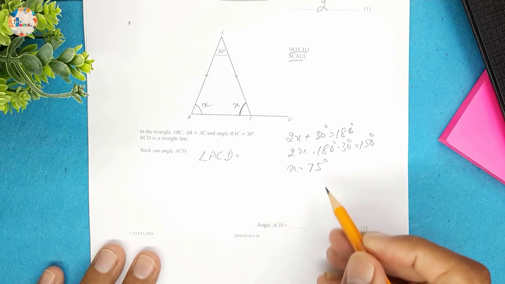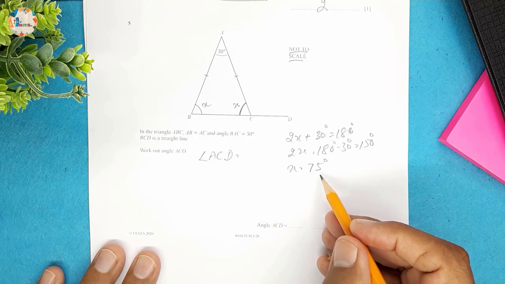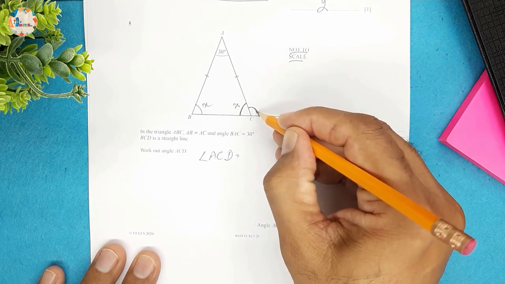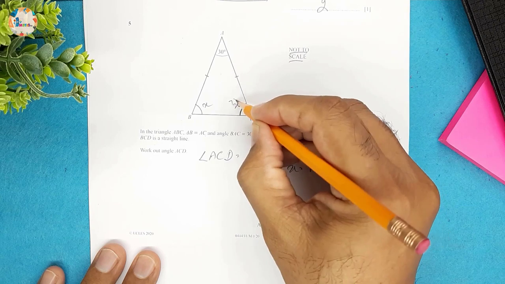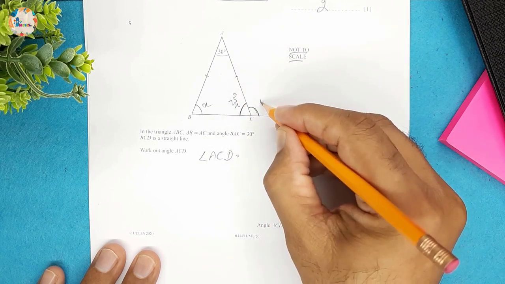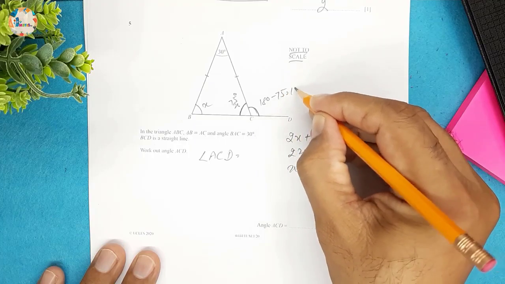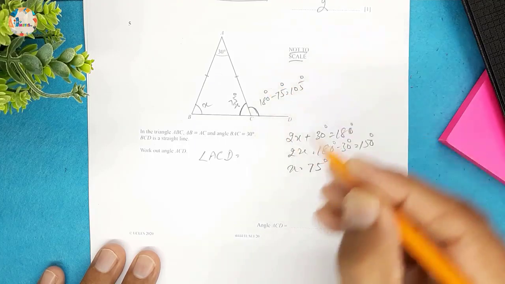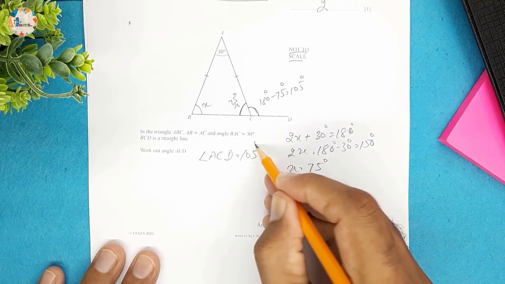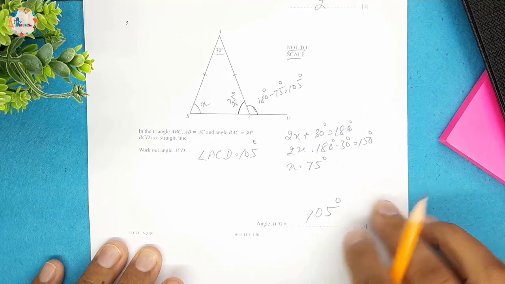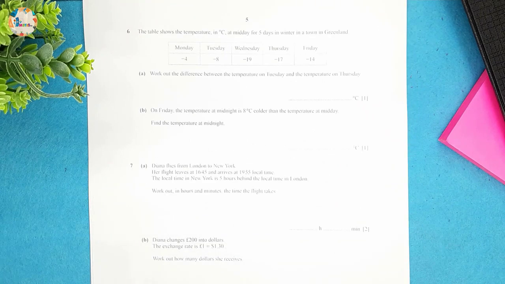So basically they are asking for ACD. ACD is this angle, the outer angle. This x value is 75, so the outer angle will be 180 minus 75, which is equal to 105 degrees. So we can write 105 degrees. So the answer will be 105 degrees. Hopefully you understood this. Now question number 6.